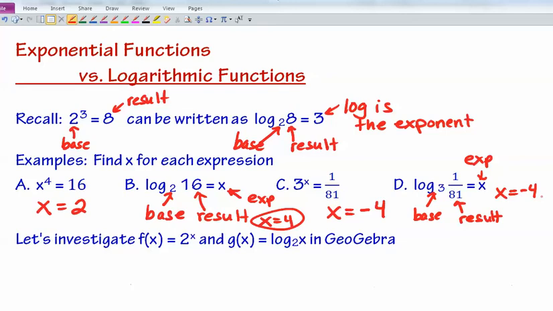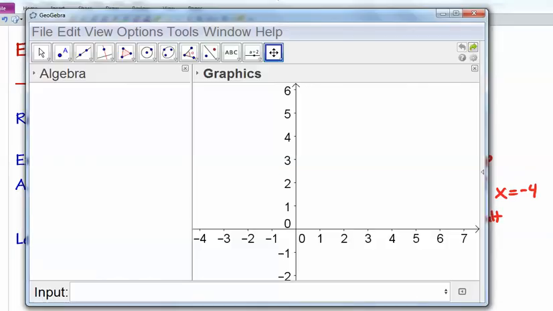Okay, now we're going to put these into function form. We're going to stick with a base 2 here to keep it simple as our first example. So we're going to put f of x is equal to 2 to the x into GeoGebra, and g of x is the log of x in base 2. And we want to see how these two things compare to each other. Okay, so let's go to GeoGebra, and we'll start with a blank window here so you see how we can enter these.